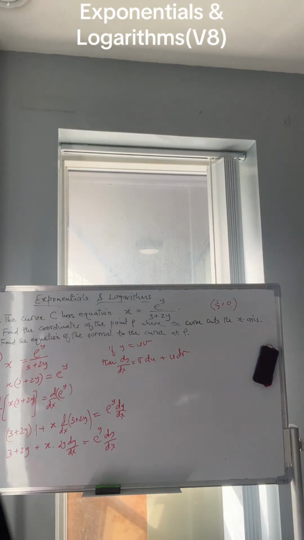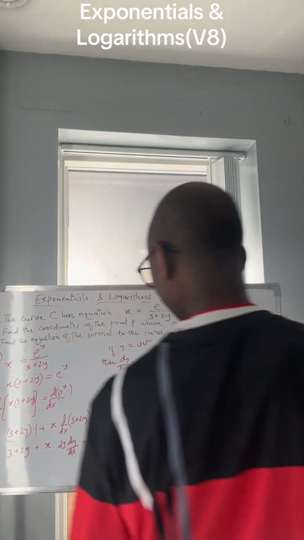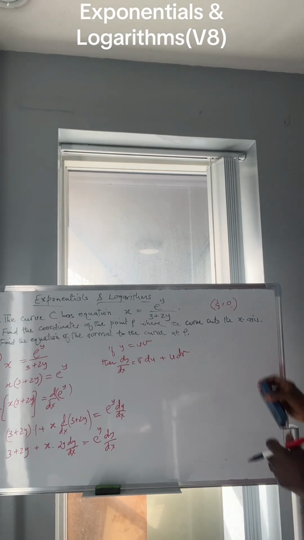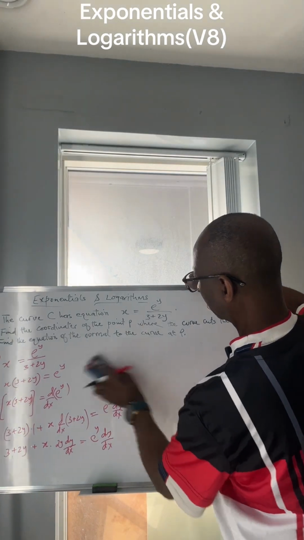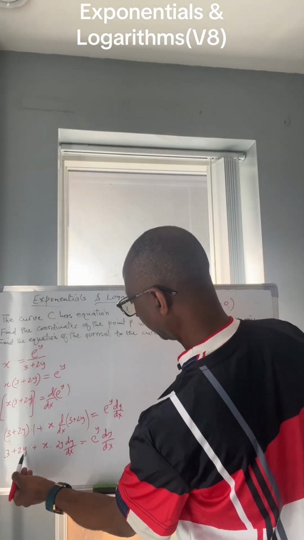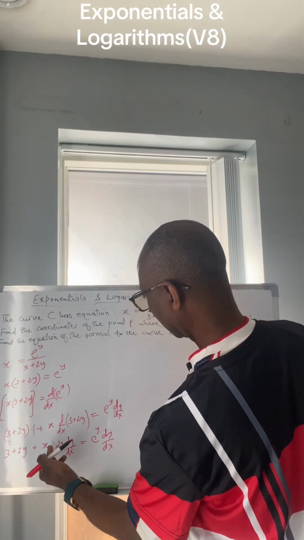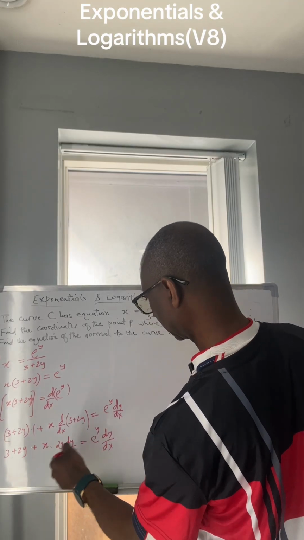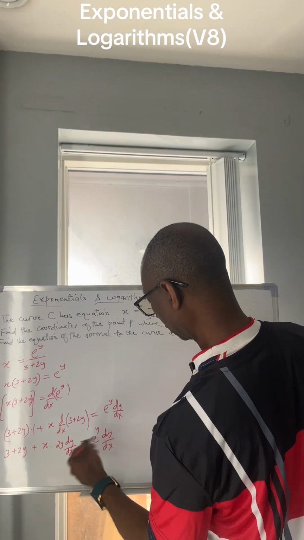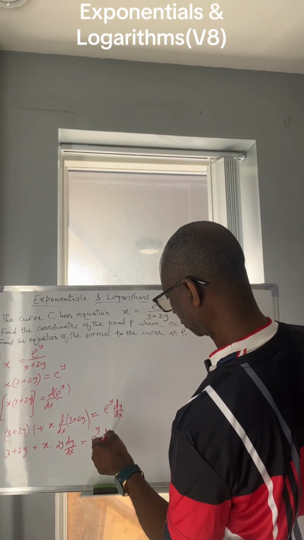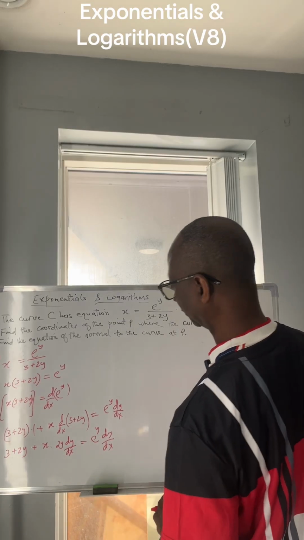It's a long video. So this is what you get. Now let's collect like terms and simplify. Once that is done, then the problem is solved. So 3 plus 2y, this is x times 2y. So this and this, we can bring them together because this has dy dx, this one also dy dx. So we can bring these two together.